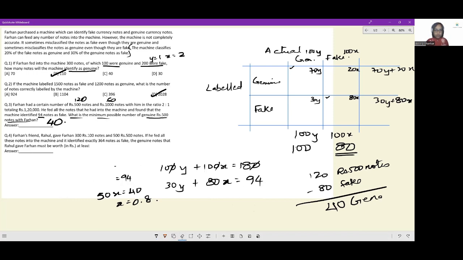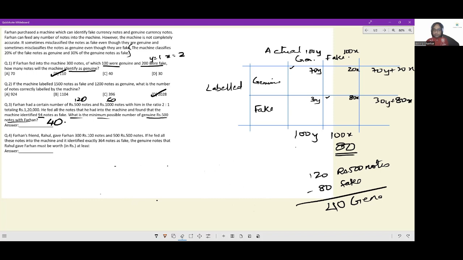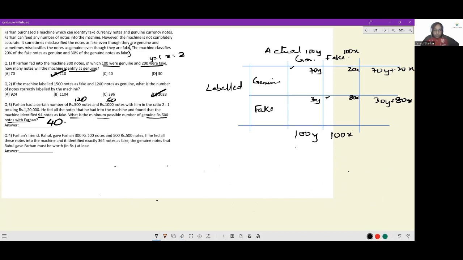Okay. Now the last work. Farhan's friend Rahul gave Farhan 300 100 rupee notes and 500 500 rupee notes. So there is a total of 800 notes. If we fed all these notes into the machine, it identified exactly 364 as fake. Okay. So again, I have 100y plus 100x is equal to 800 and 30y plus 80x is equal to 364.